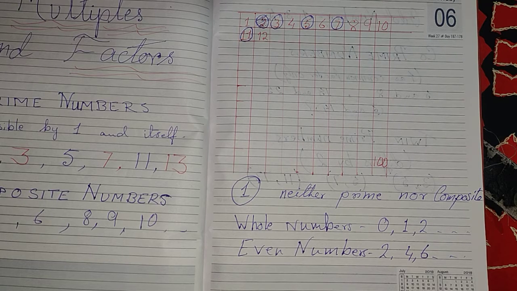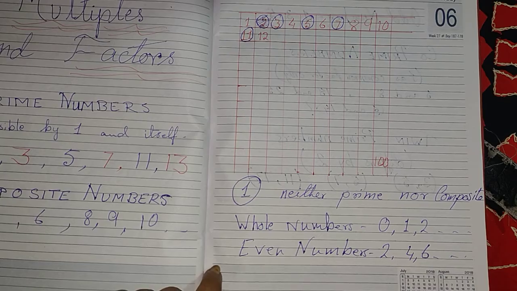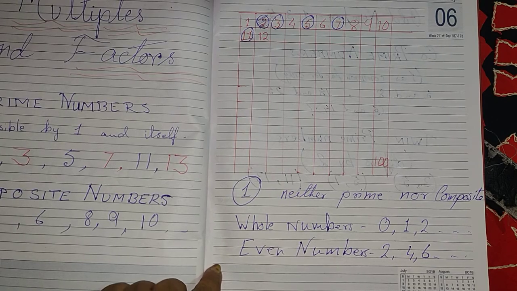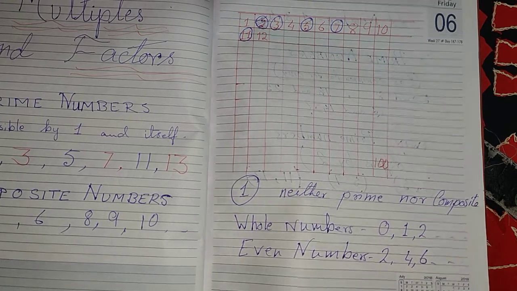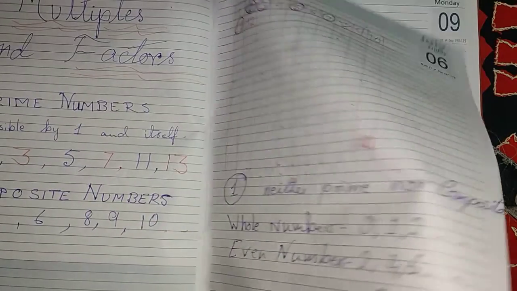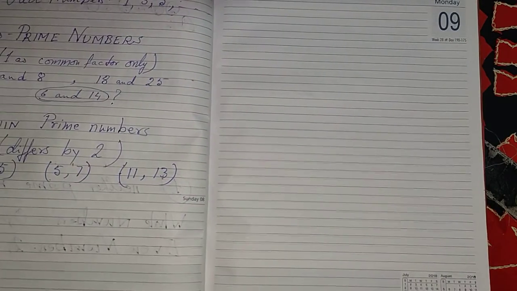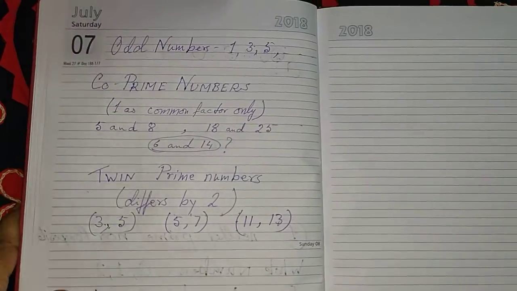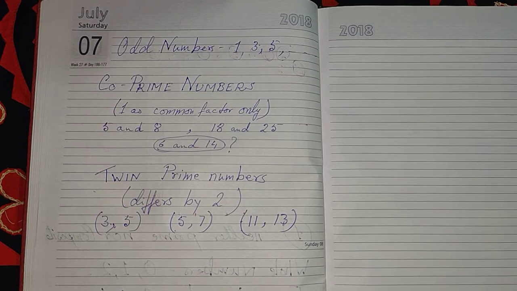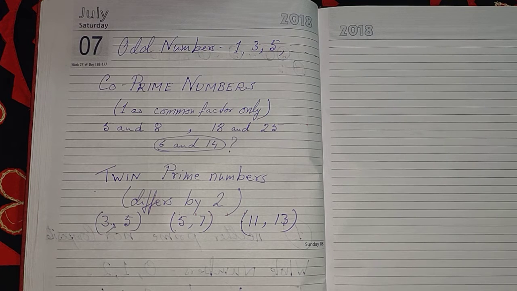Next are the even numbers. You know what are even numbers? You have done previously. 2, 4, 6, 8, 10, 12. These are all even numbers. And other than even numbers, what are the gaps taken up by? By the odd numbers. 1, 3, 5, 7, 9. These are the odd numbers.